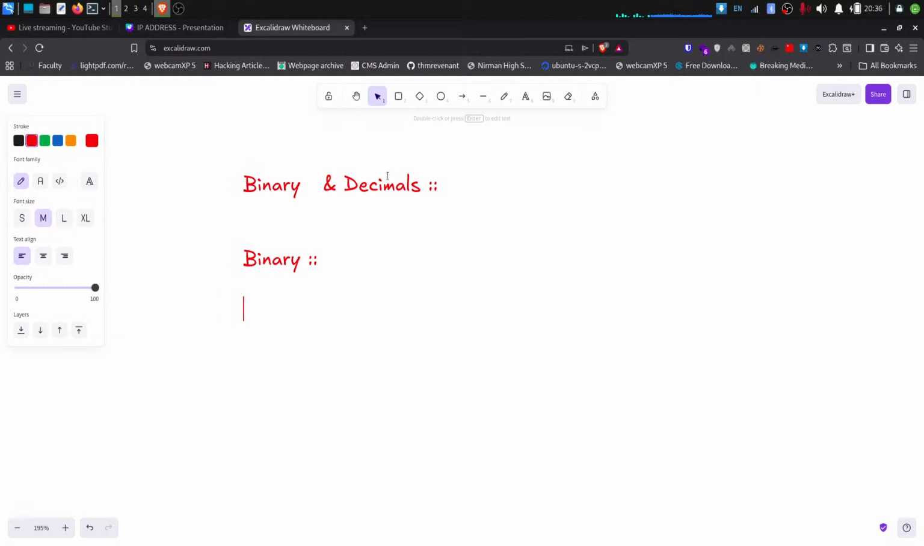Decimals are basically human-readable numbers, digits 0 to 9. Binary is zeros and ones. First, let's cover decimals. For example, I take a number like 1650.